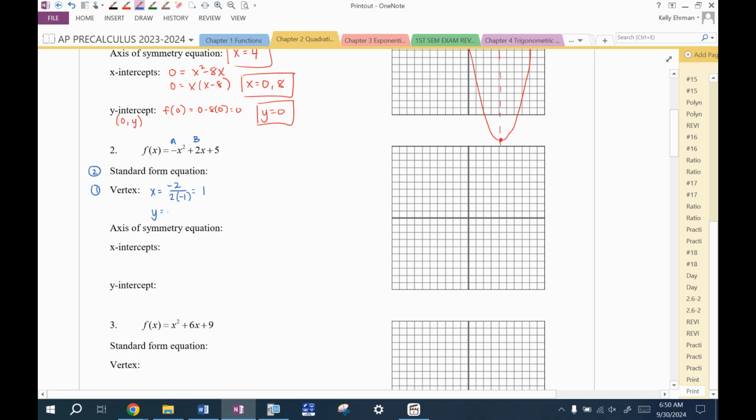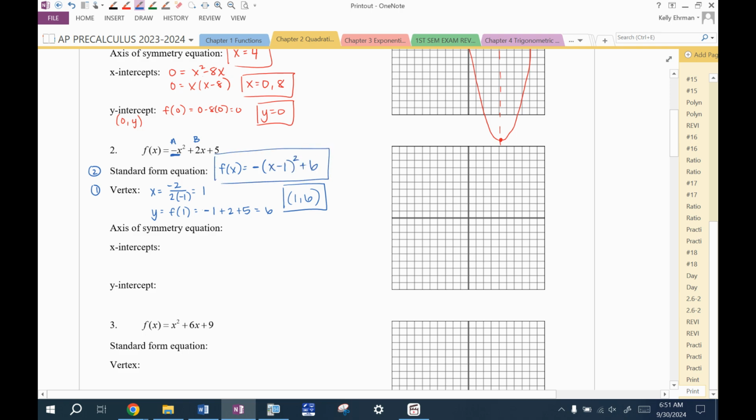And then the y-coordinate comes from plugging that value into f. Negative 1 squared is still negative 1 because the negative's on the outside, plus 2 times 1 plus 5. So 1 plus 5 is 6. So there's a vertex at 1, 6. And then the standard form equation now, because there's a negative in front of the x squared, I'm going to write f of x equals negative parentheses x minus 1 squared plus 6.